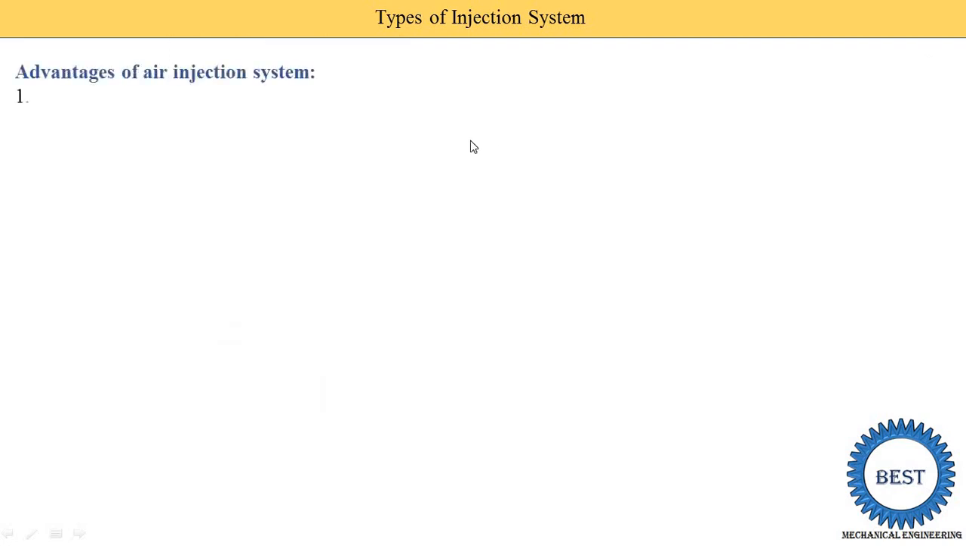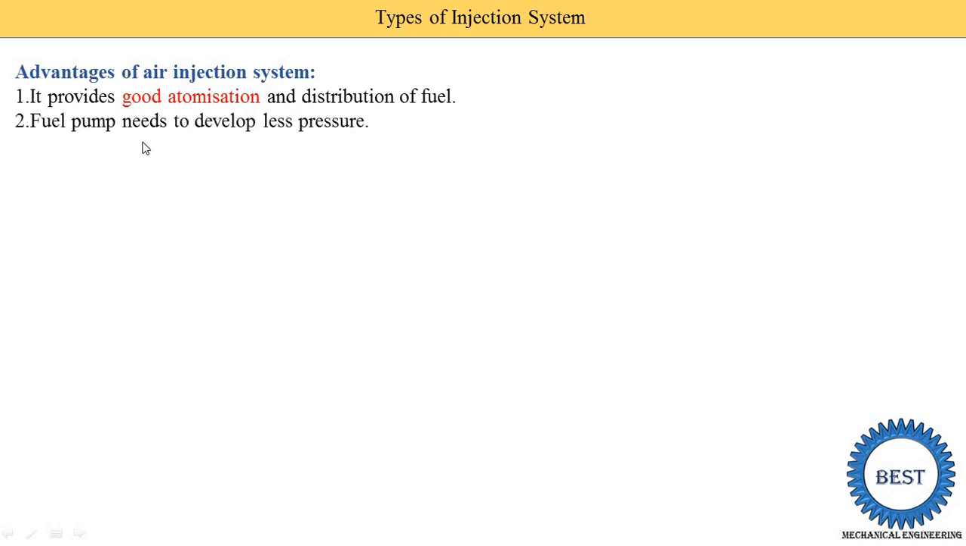So what are the advantages of the air injection system? It provides good atomization and distribution of the fuel, because air up to 70 bar is very good to atomize the diesel properly and to distribute the fuel. The fuel pump needs to develop less pressure, because 70 bar pressure air is used. So the fuel pump is not required to achieve 70 bar pressure.